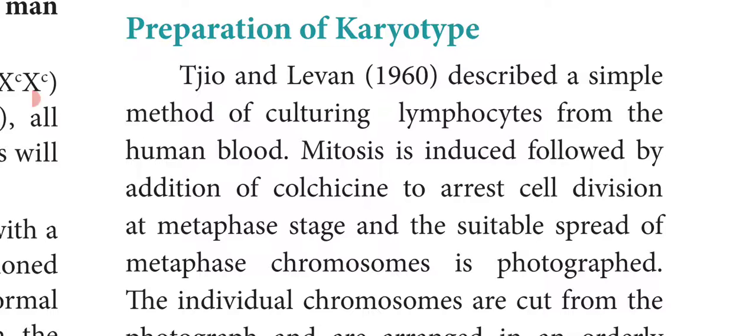This arrangement is called a karyotype. So this type of arrangement is called a karyotype. Chromosome banding permits the structural definition and the differentiation of the chromosomes.